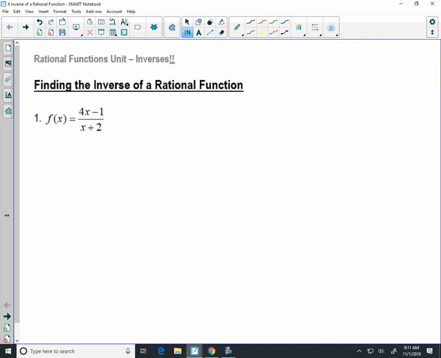Inverse of a rational function is not bad at all. Go warning.